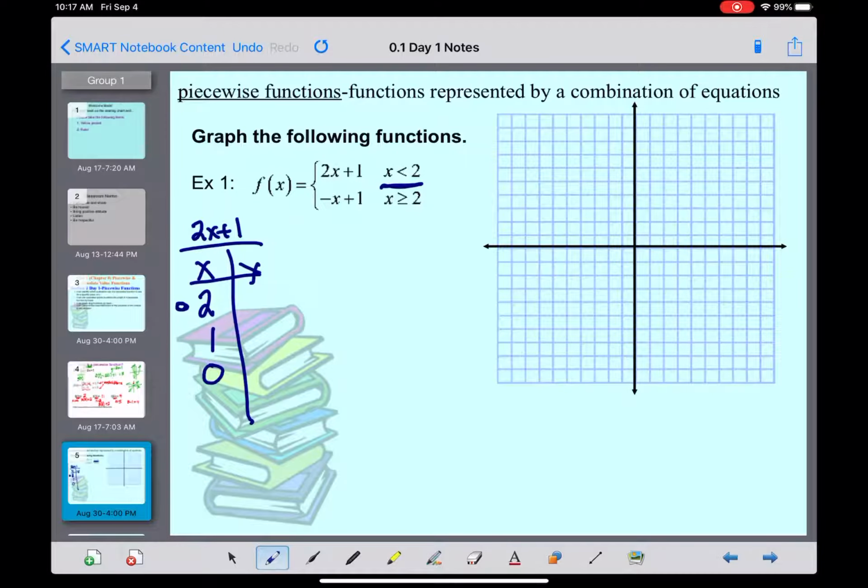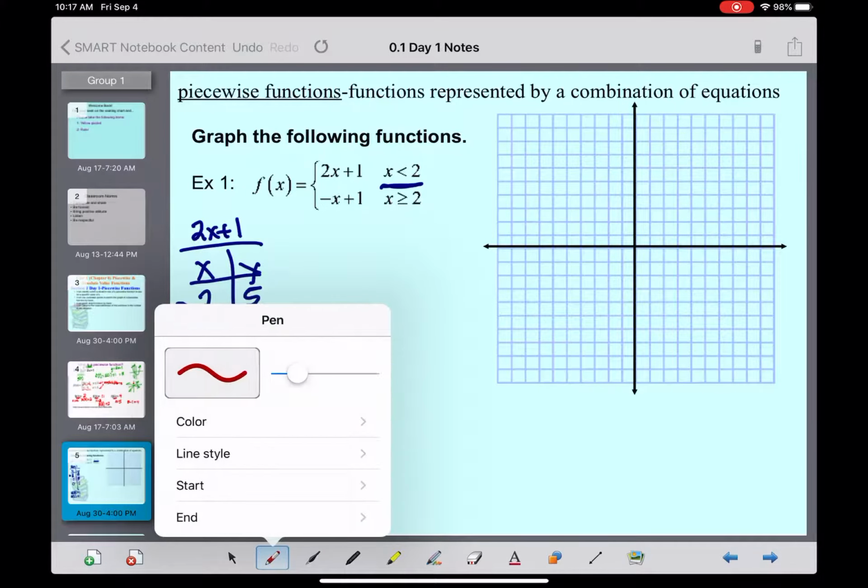For this equation, I'm going to plug the x's into 2x plus 1. So 2 times 2 plus 1: 2 times 2 is 4, plus 1 is 5. Then 2 times 1 plus 1: 2 plus 1 is 3. And then 2 times 0 is 0, plus 1 is 1. So that's my first line.